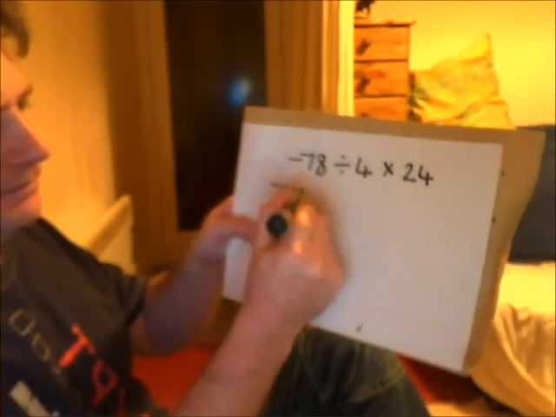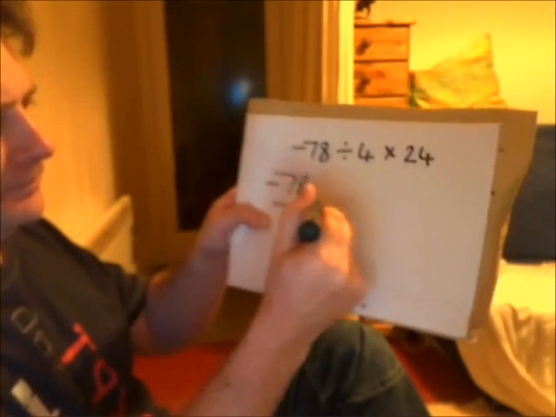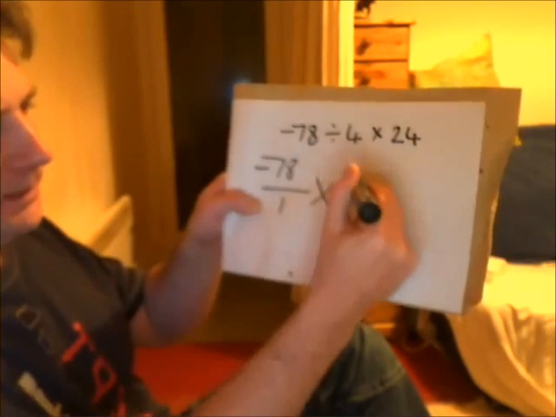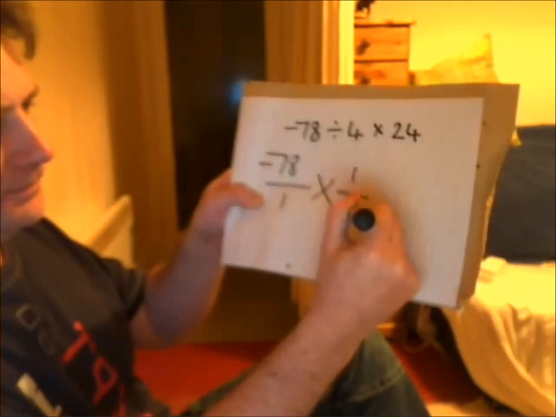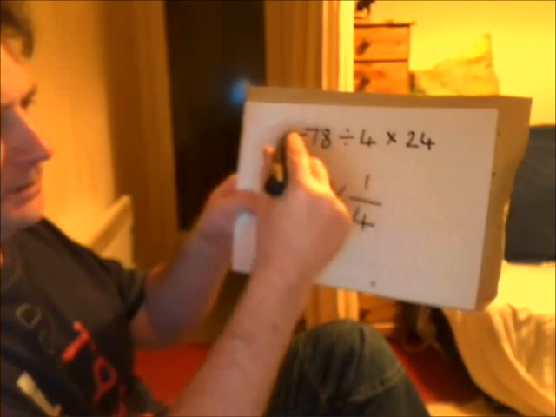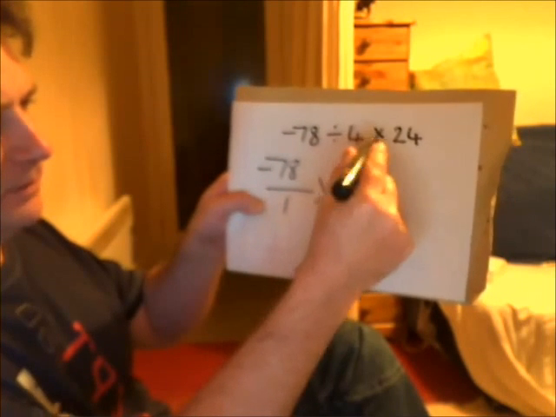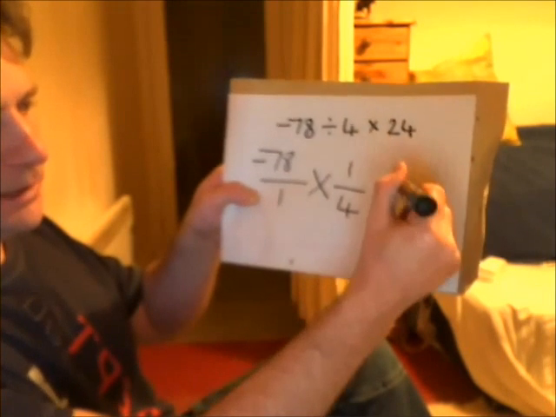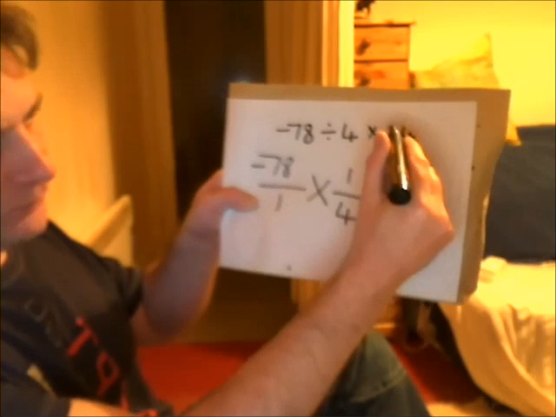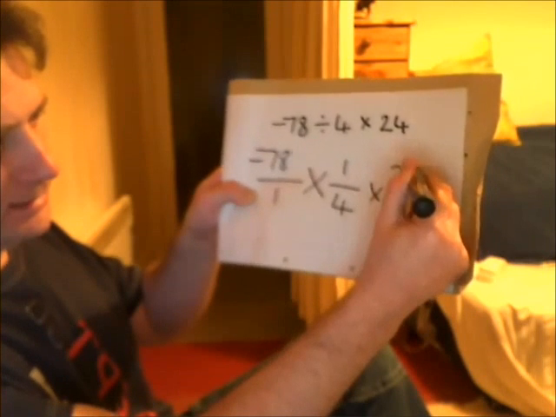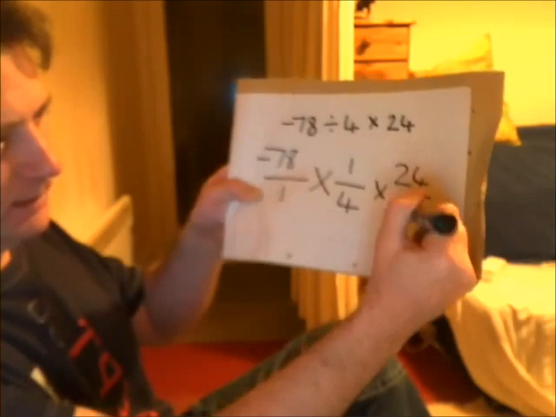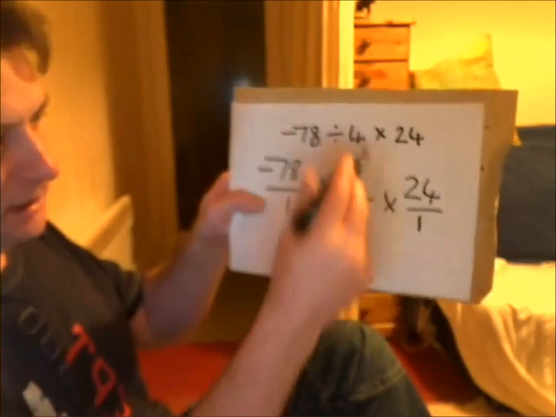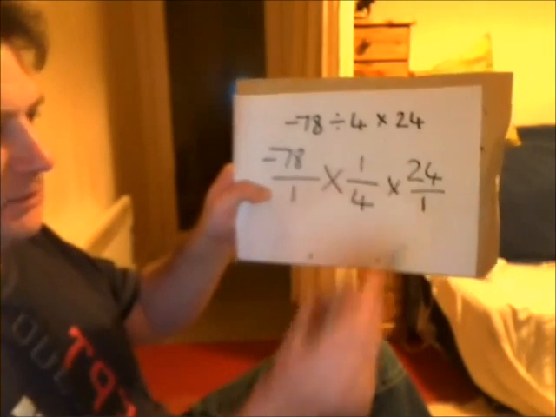Let's put this as a fraction. Remember what we're doing here? That's right. So it's negative 78 divided by 4 multiplied by. See, now we're multiplying. To explain this a bit better, we don't have to flip anything over here, okay? So this is 24 over 1, okay? That stays the same, okay? We're not changing anything there. Multiplication stays the same, so it's 24 over 1.